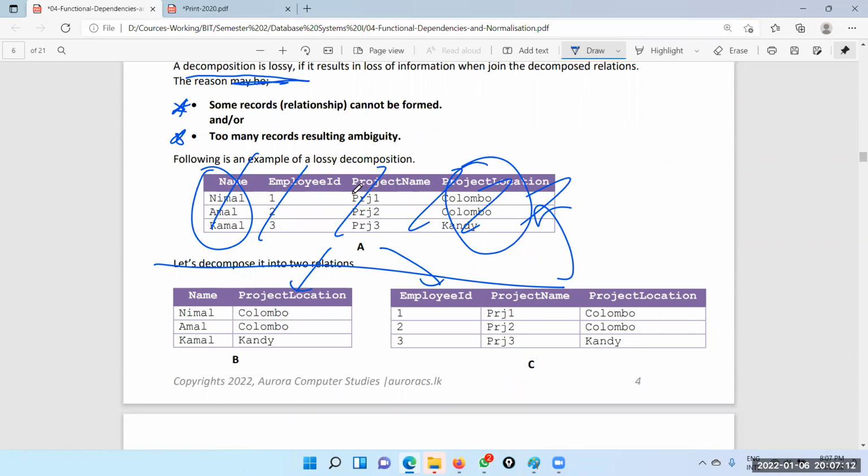So therefore we need a systematic way of finding whether a particular decomposition is lossy or lossless. Because as database developers, as database designers, we can't say that it may work, it may not work, sometimes it may work.